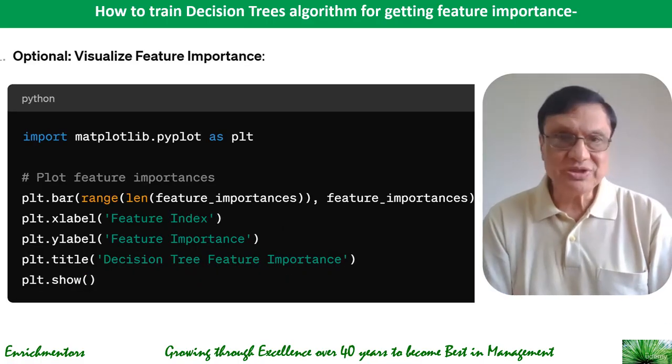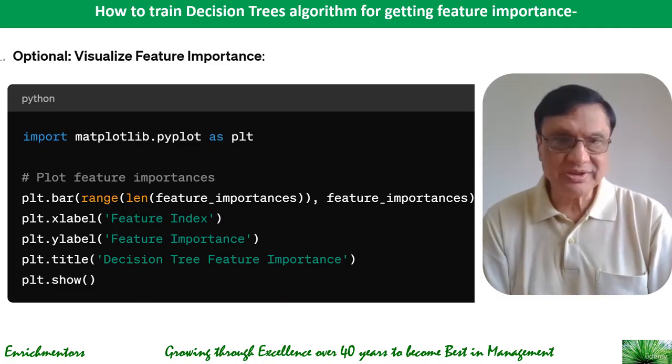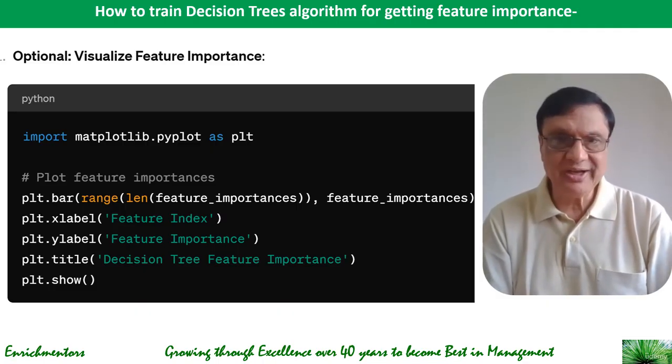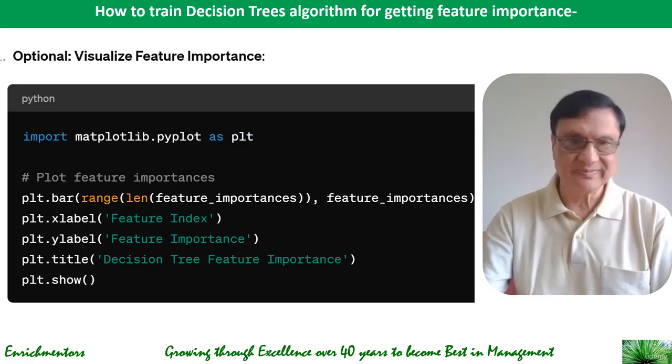Then you have the optional step to visualize feature importances. The commands that you see here will plot a bar chart showing the importance of each feature, and you can customize the visualization further according to your preferences, right?